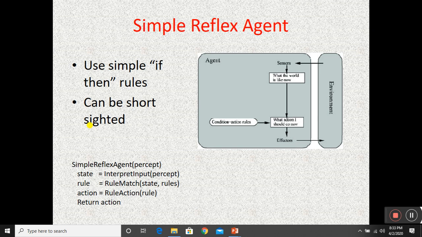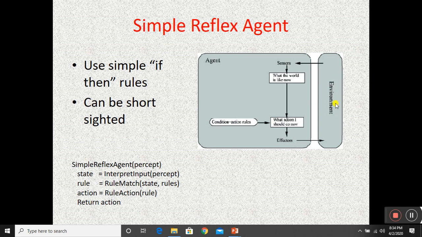The stronger and faster your reflexes are, the better you will tackle the ball. So in a simple reflex agent, you have learned only the if-then rule. If-then in C or C++, that is the simple if-then rule, if-then-else. So let's look at this example.